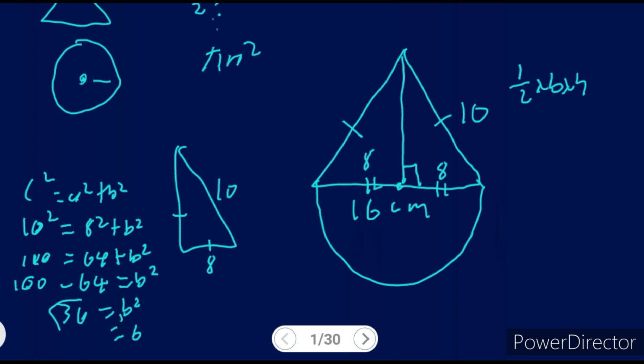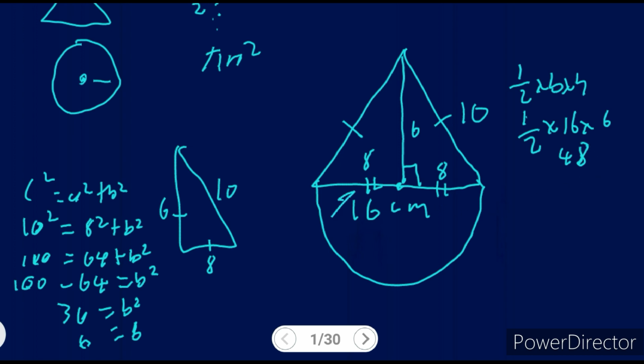When you square root both sides, you'll have b is equals to 6. So that's what we have. So it means we found the perpendicular height as 6. So from here, we can now find the area of this triangle. So area is half of the base. The base is 16 times the height, which is 6. So this part is going to give you 48. So we have 48 units squared.